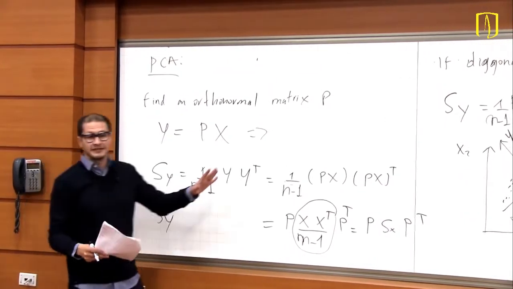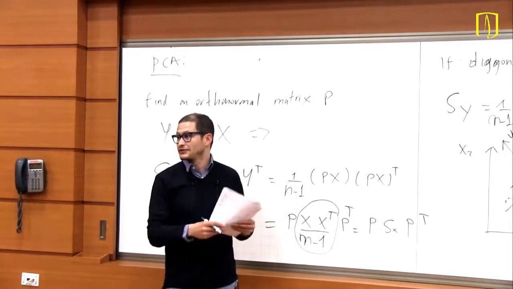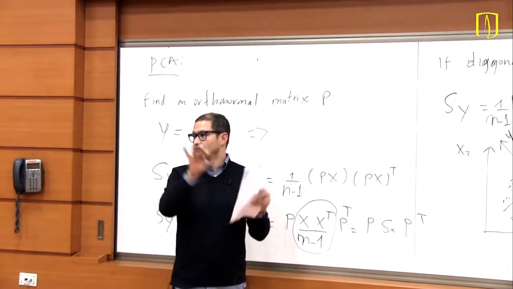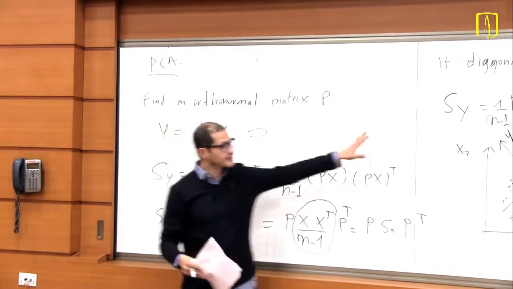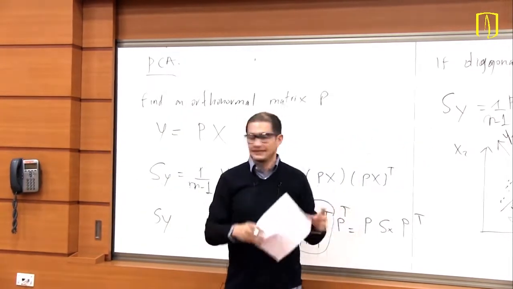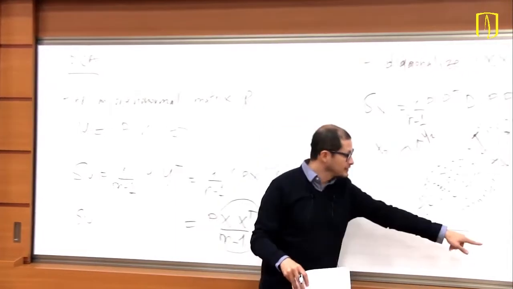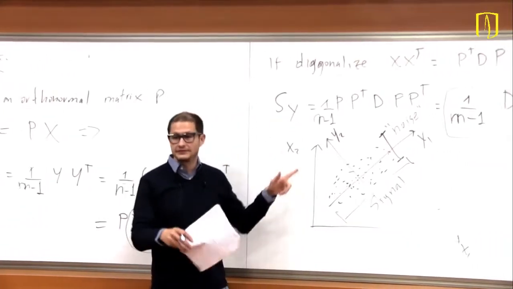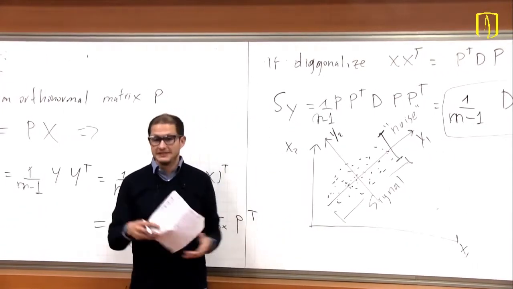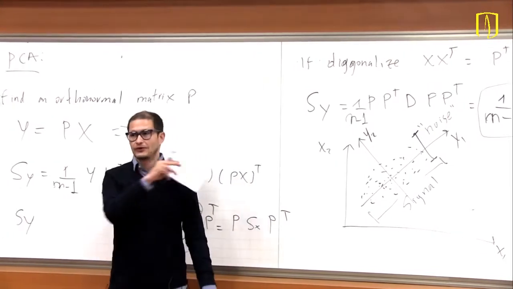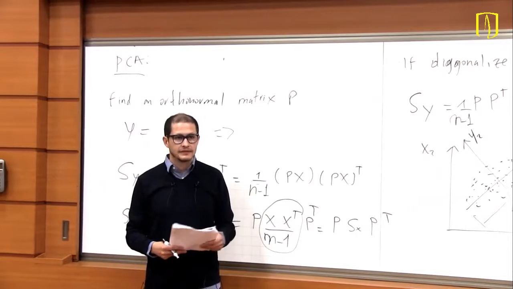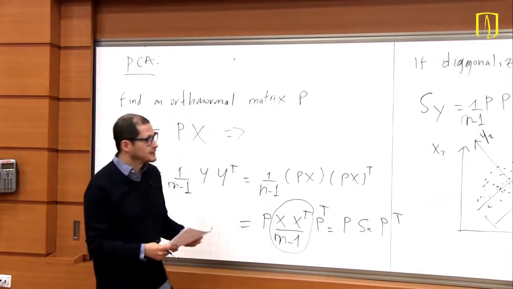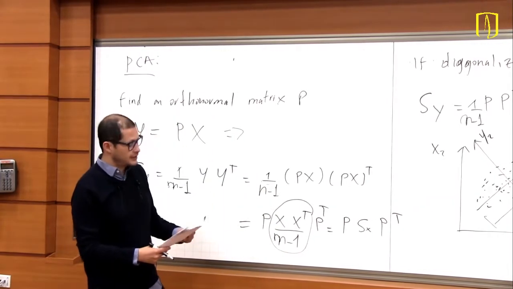I initially mentioned that I was going to shift x into x minus the mean vector, right? So all this assumes that x, x1 and x2 have mean zero, okay? Which I wrote at the beginning, okay?